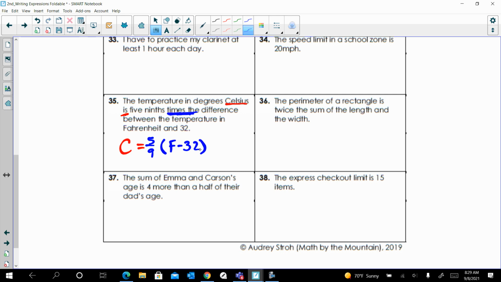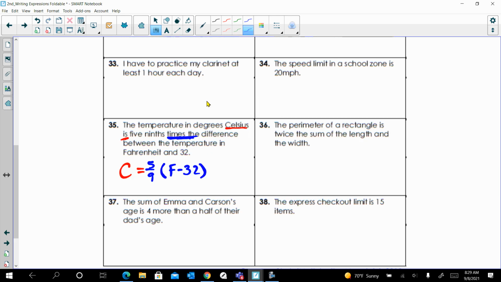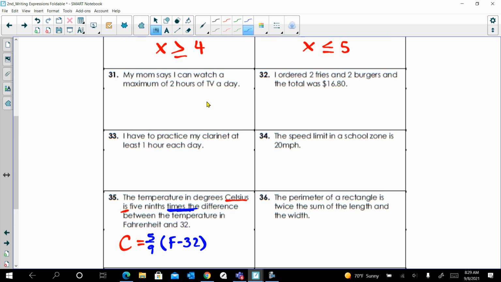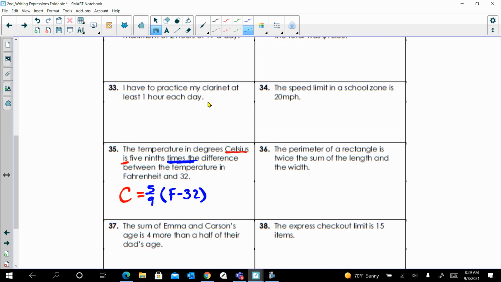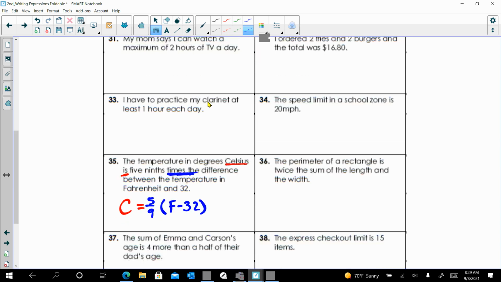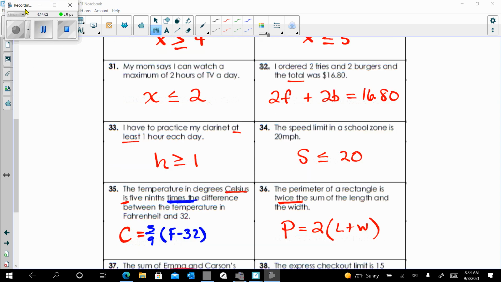All right, so I'm going to put some time on the board for you to complete the remaining problems. We're going to check these in class. So you're doing 31 to 38. You can check with your number to check your understanding. All right, guys, check your answers. Check and correct.